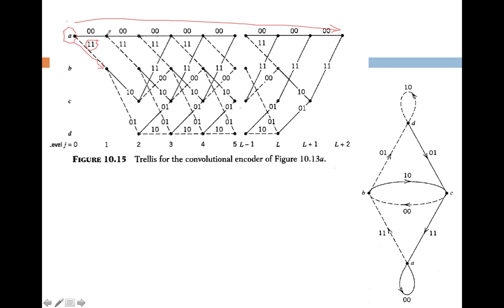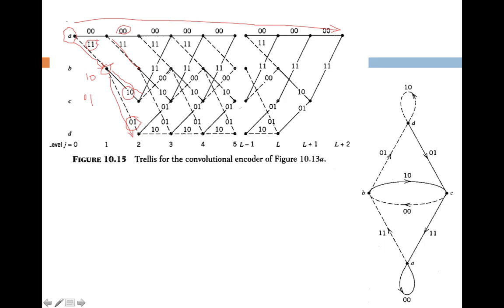For the second bit, there are two possibilities, it may be 0 or 1. If it is 1, it will move to the second state. And here there are two possible inputs, maybe 1 or 0. If 0 comes, it will move to the third state, that is 0 1. This is 1 0, this is 0 1, by emitting the value 1 0. If 1 comes, then it will move to the 1 1 state by emitting 0 1. Likewise, you can extend this trellis diagram.